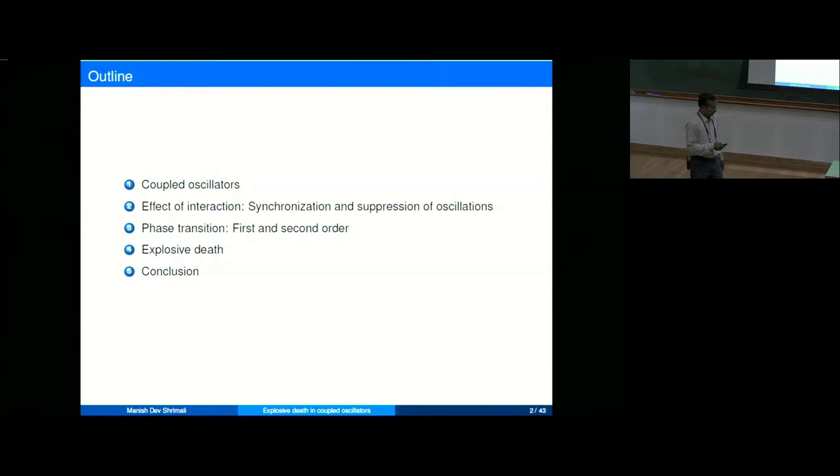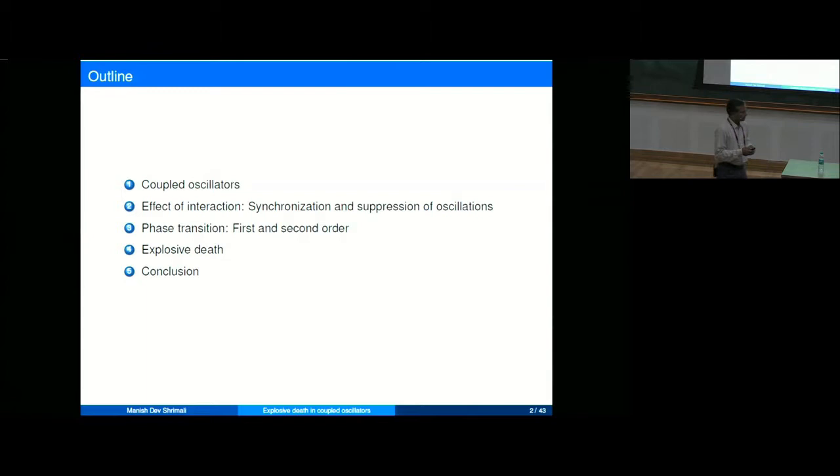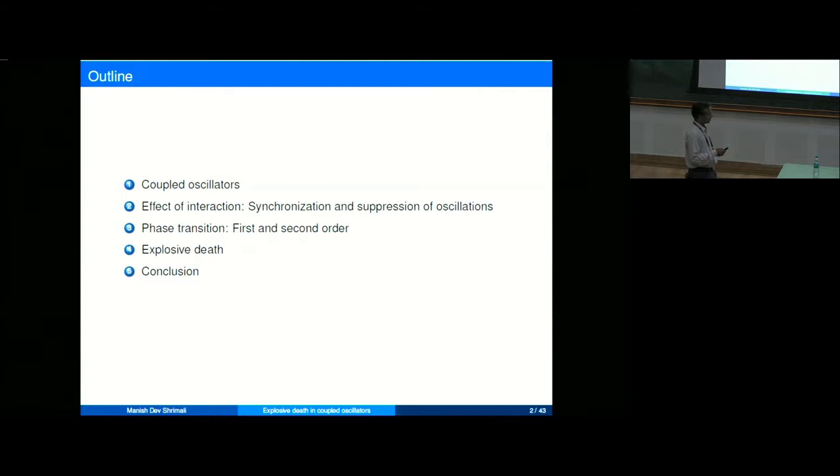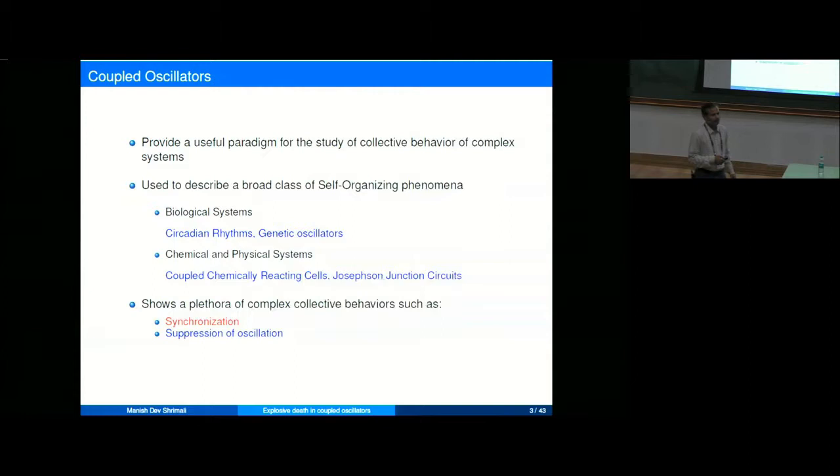Before I start, I would like to mention that in explosive death, we are talking about oscillators which have a certain amplitude of oscillations, and suddenly the oscillations are suppressed in the entire network. This phenomenon is called explosive death, and we'll discuss the different coupling forms where we can explore this kind of transition. Before that, we'll have some review of coupled oscillators.